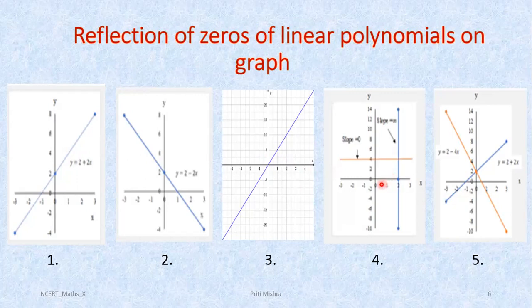Now, in the fourth picture, you can see there are 2 different lines. The first one is parallel to the x-axis, and another one is parallel to the y-axis. The line which is parallel to the y-axis is intersecting the x-axis at a single point, and the line which is parallel to the x-axis will not intersect the x-axis at any point, right? So how many zeros will it have? It will have no zeros, right? So come to our next graph.